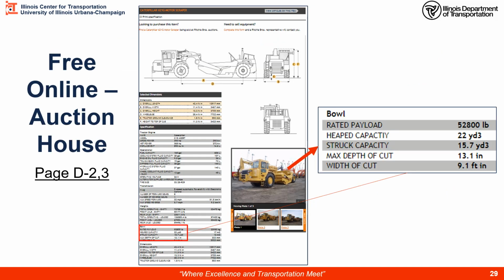Here's an example of that Caterpillar 621G. All right, we got our scraper going on. Here is our volume down here. We've made this larger. On the bowl, we have our heaped and struck capacity. Always use struck, 15.7 cubic yards. If you're not sure and they give you a capacity and they give you a range, you're always going to use the smaller one because that will be your struck capacity.